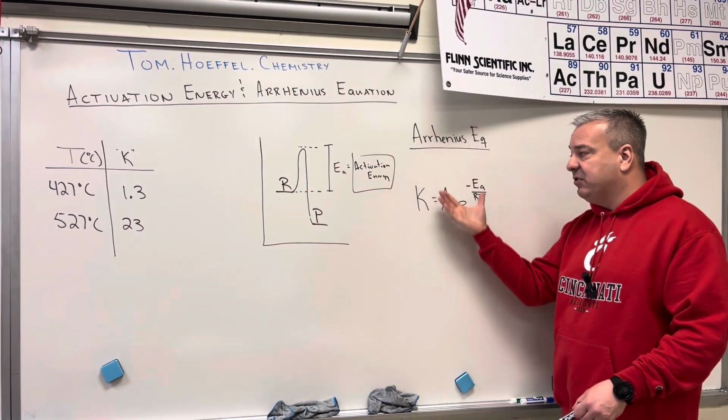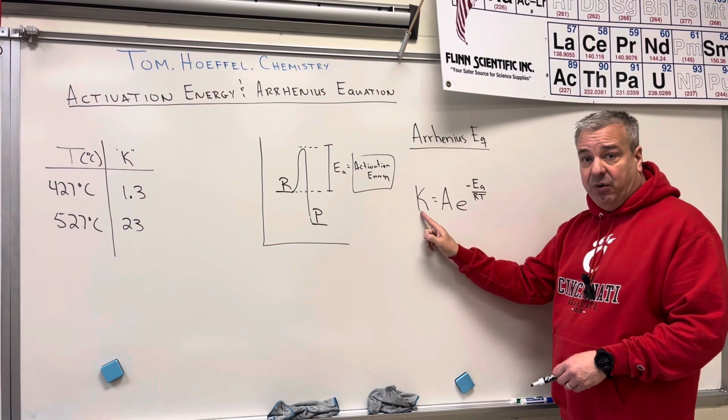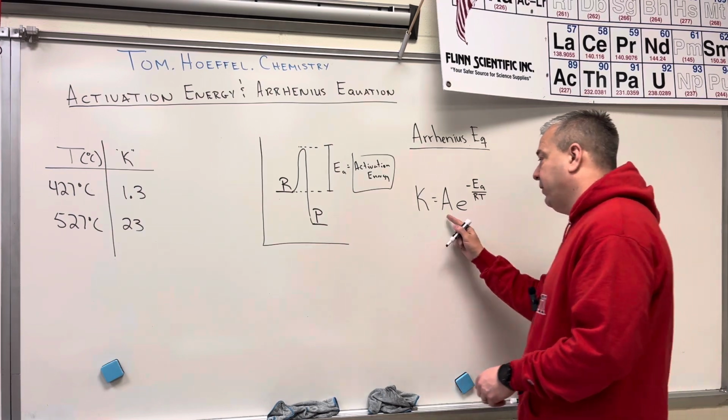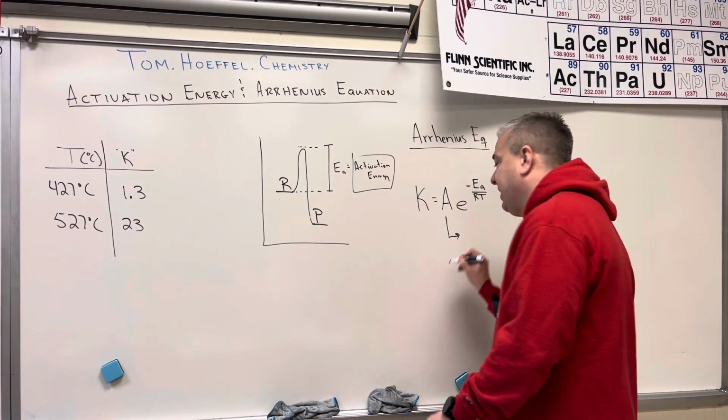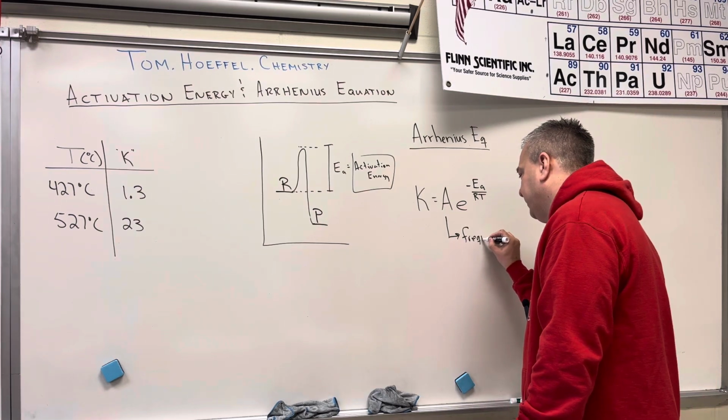We do that by using the Arrhenius equation. Now, the Arrhenius equation is our rate constant being equal to some of these variables. Okay, the first variable up here is going to be the capital letter A, and that stands for the frequency factor.